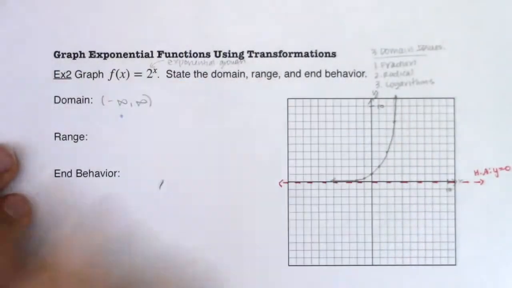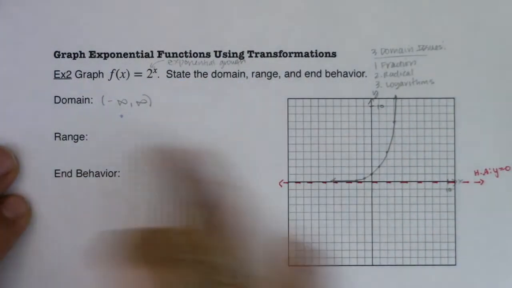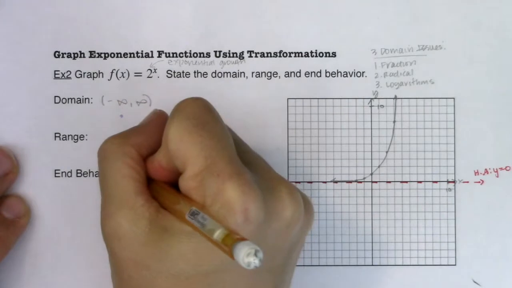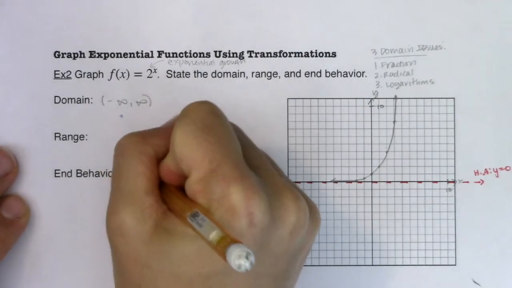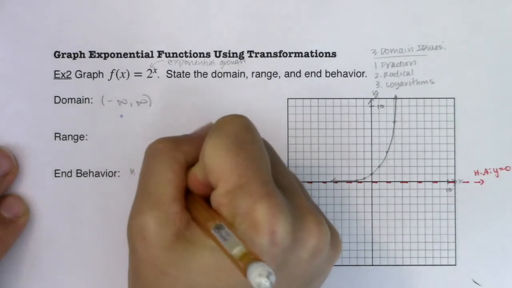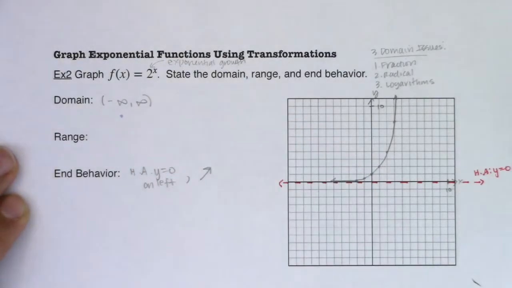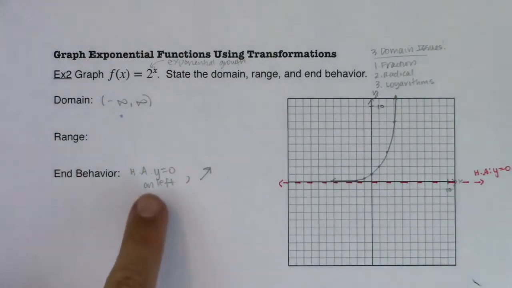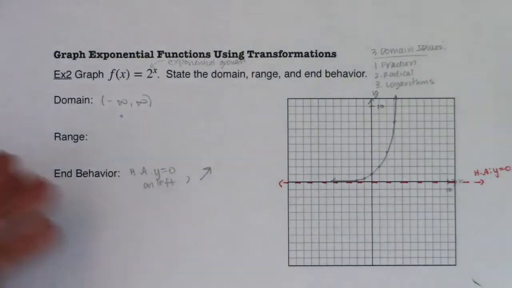So for end behavior, let me erase this just for a bit. All right, so for end behavior, on the left side, I have a horizontal asymptote at y equaling 0. This is on the left. And then on the right, I have an up arrow. And I typically write my end behaviors for exponential functions going left to right. I like to go left to right when I'm thinking about things.